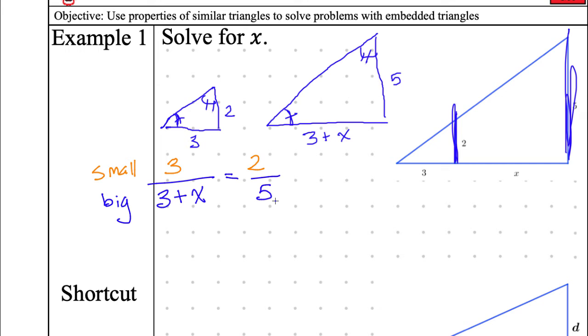Question, Andres. Would you have to put the big number on top instead? You could do 3 plus x over 3 is equal to 5 over 2. I could flip both of them, and it would still work. So it doesn't matter. Just make sure you're doing small over big, or big over small. It would be very improper to say small over big is equal to big over small. That wouldn't work. You'll get the wrong answer.